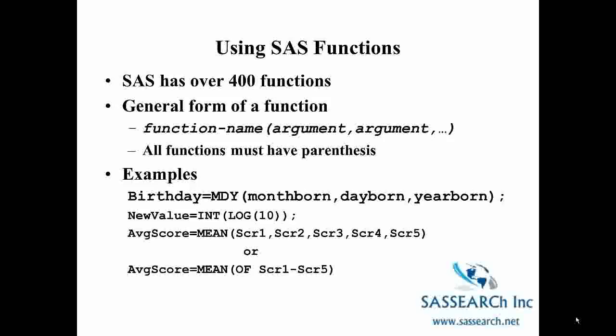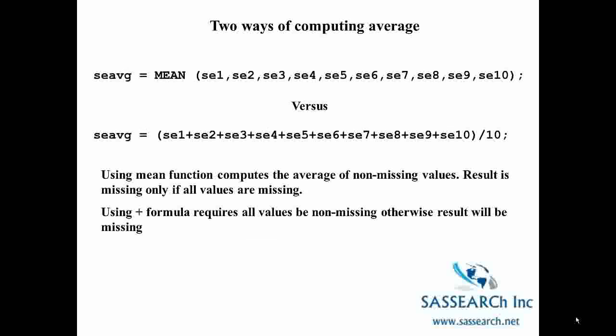In the next example, we're calculating average score as the mean of these 5 other scores. And you can write it two ways. You can list the 5 individual variables separated by commas, or you could write average score equals mean, and then inside your parentheses score 1 dash score 5. So that works well if you have variables which end in a number, and you can just express the smallest value score 1, then hyphen score 5. So these are just different examples of functions and how they are written in SAS.